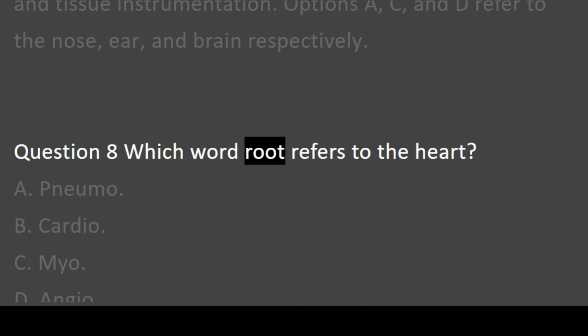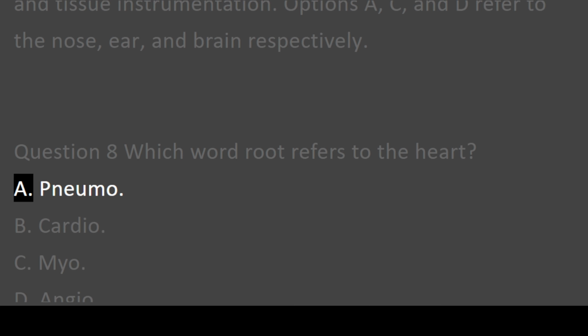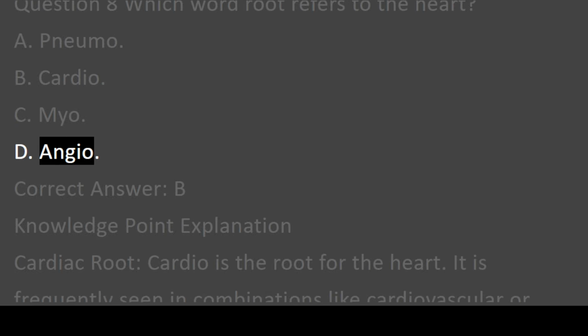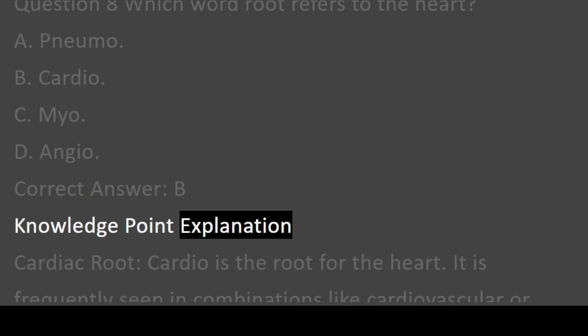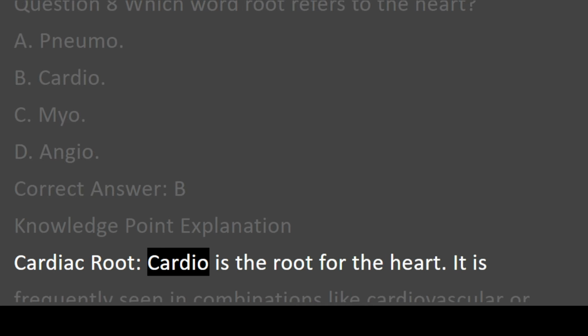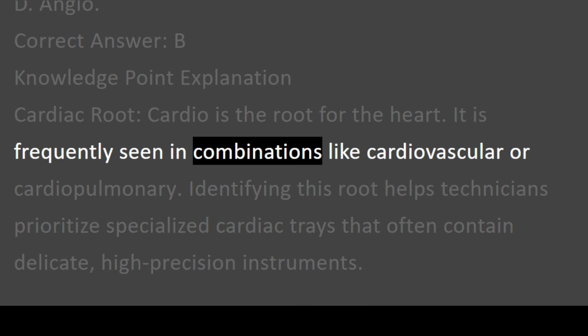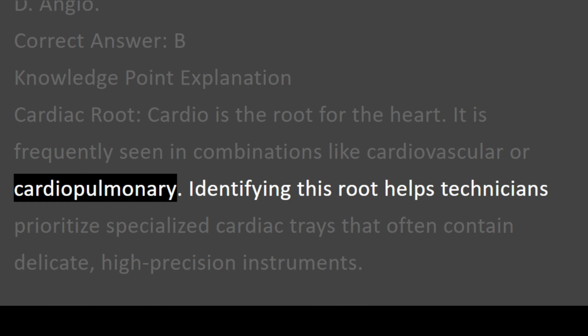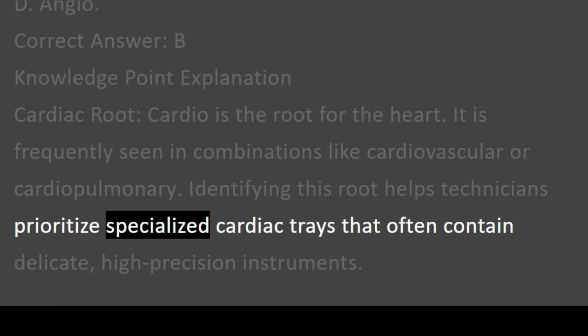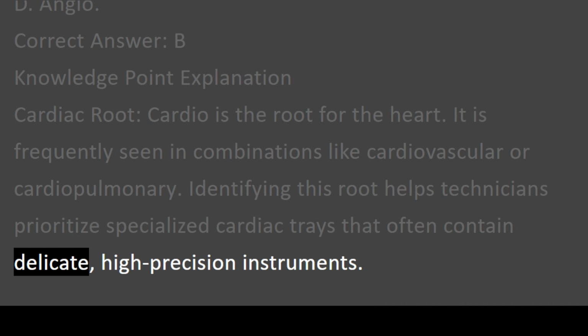Question 8. Which word root refers to the heart? A. Pneumo. B. Cardio. C. Amio. D. Angio. Correct answer, B. Knowledge point explanation. Cardiac root. Cardio is the root for the heart. It is frequently seen in combinations like cardiovascular or cardiopulmonary. Identifying this root helps technicians prioritize specialized cardiac trays that often contain delicate, high-precision instruments.